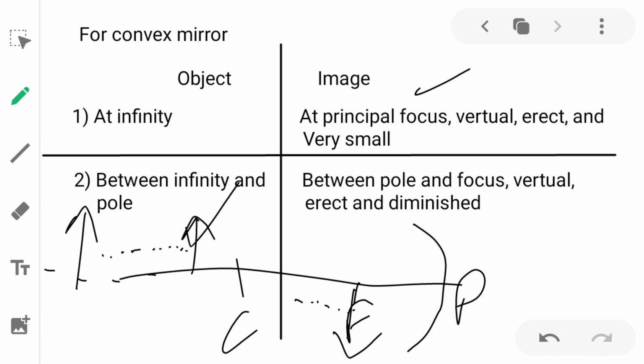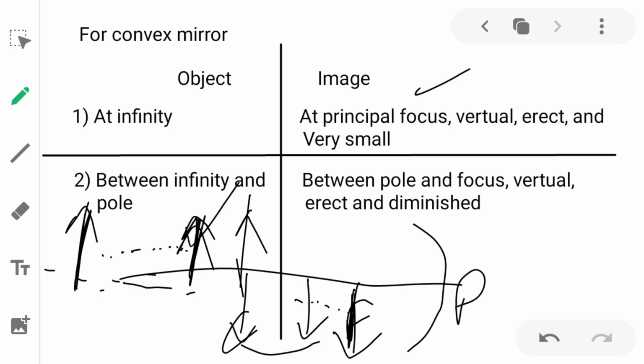So here we are moving our object from infinity towards the mirror, that is beyond C. When the object is at infinity, the image is formed at F. When the object is beyond C, the image is formed between C and F. Further, we move our object towards the mirror, to C, so our image also moves away from the mirror. Whenever we move our object towards the mirror, the image moves away from the mirror. Both are at C now.